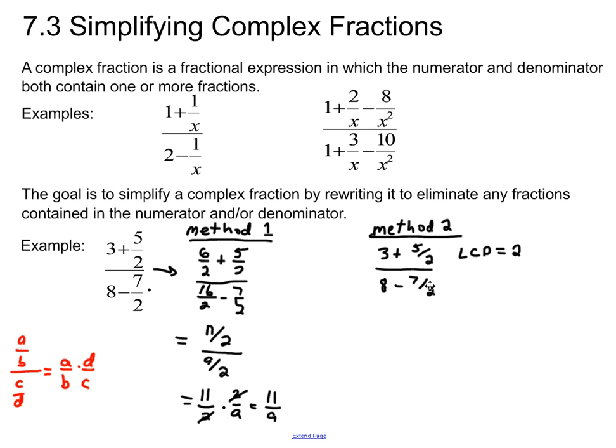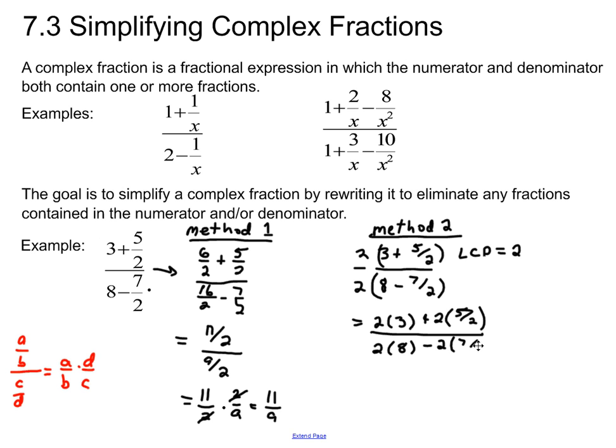And so in the numerator and denominator, we're going to multiply through by 2. Remember, if we multiply by 2 over 2, it's the same thing as multiplying by 1, so we don't change the value of the fraction. But this time, that 2 gets distributed to both of the terms in the numerator. So this is equivalent to writing 2 times 3 plus 2 times 5 halves, divided by 2 times 8 minus 2 times 7 halves.